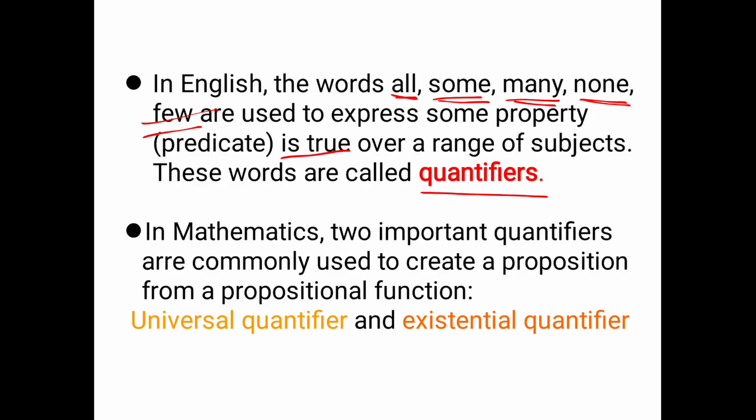In mathematics, the two important quantifiers are commonly used in order for us to create a proposition from a propositional function. And the two important quantifiers are the universal quantifier and the existential quantifier.